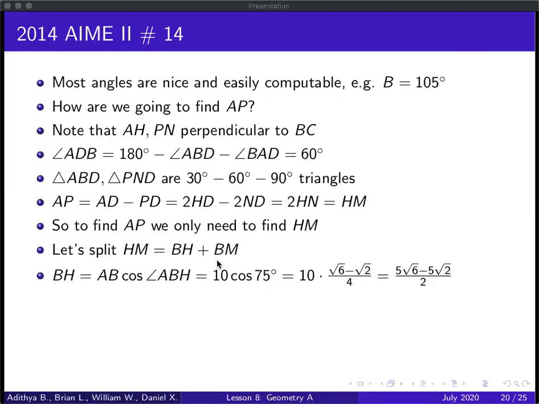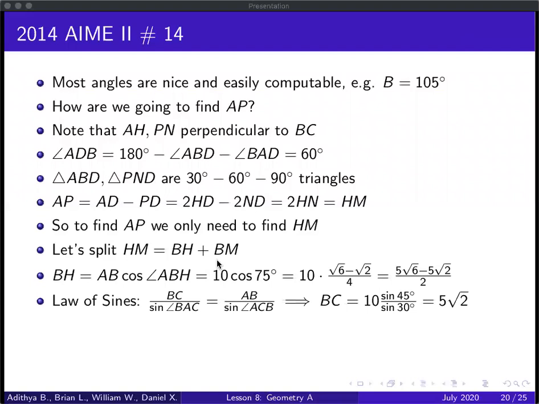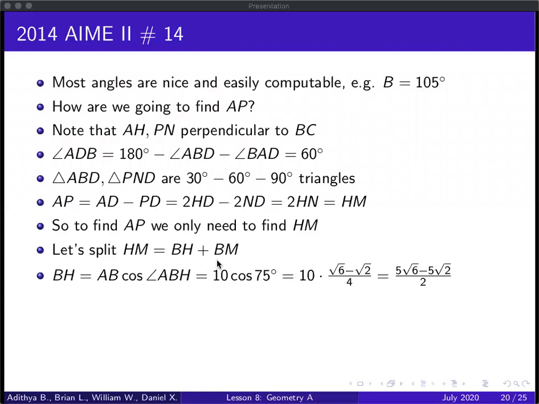Anyways, so we can compute BH with right triangle trig. Oh yeah, you can also use cosine sum formulas. The method I mentioned is a geometric way of taking a look at it. And to find BM, we just need BC since BM is half of that. And we can find BC with the law of sines on triangle ABC, since we know everything about triangle ABC.